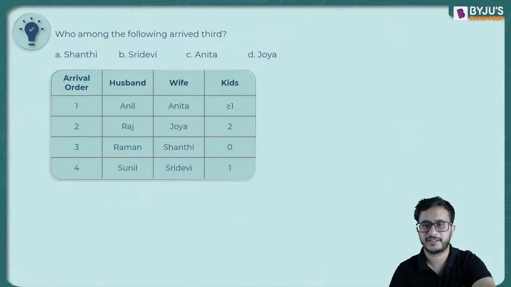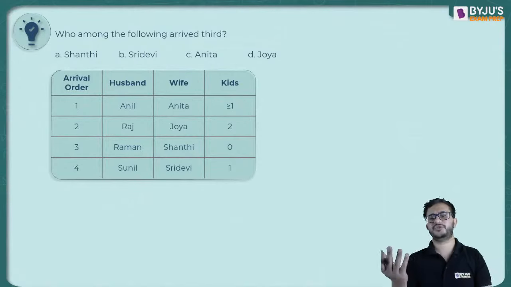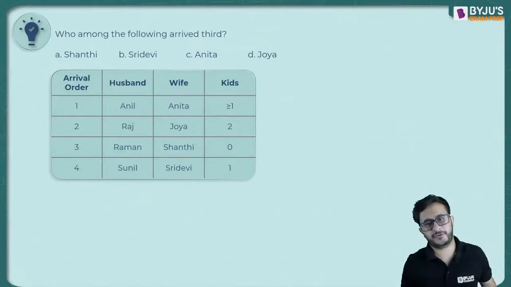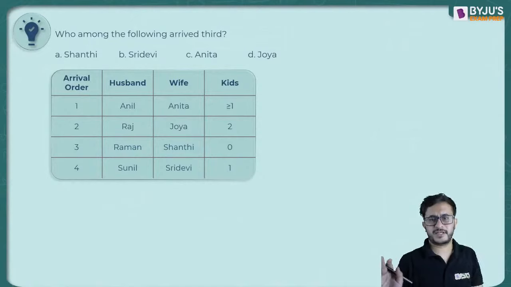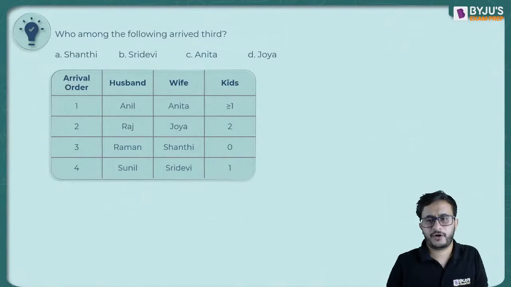Raman stays farthest, what is the significance? It has no significance. It's just that Raman is one of the persons. So Raman is one of the persons that is given to us. Now how to make tables?